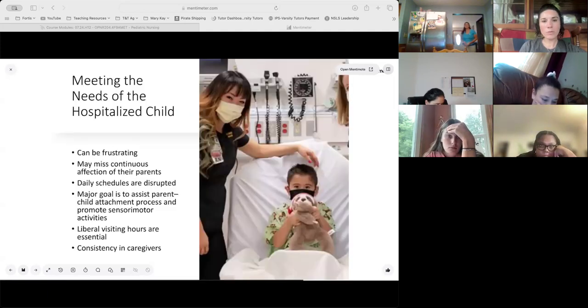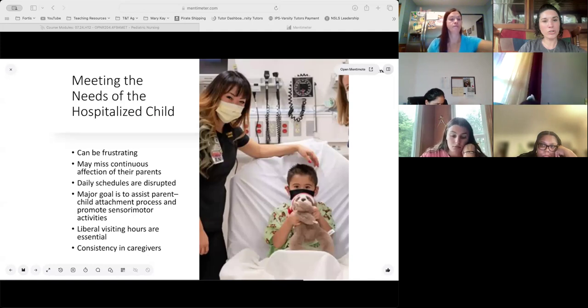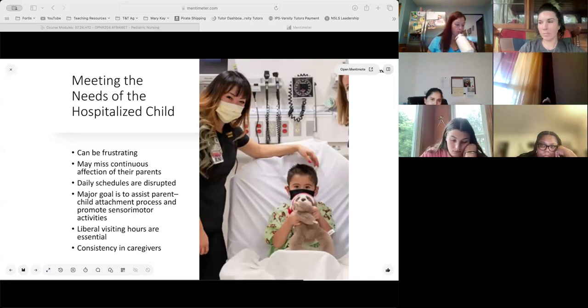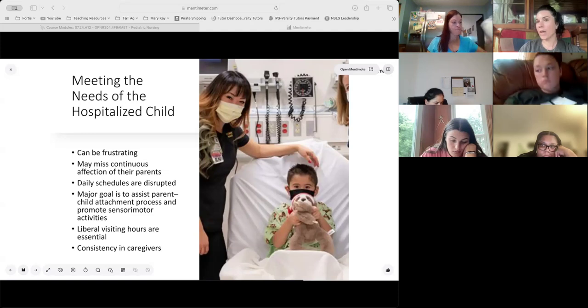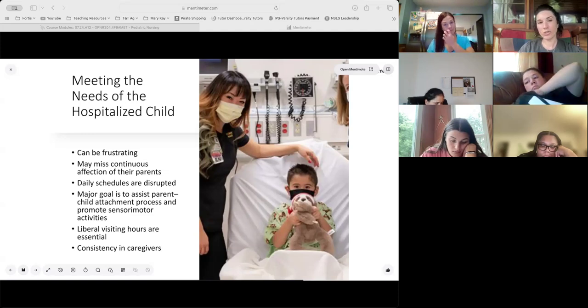We know that hospitalization in general is frustrating. We might have that separation that we feel from our parents. We change your daily schedule. We take you out of that nurturing environment that you're used to. So we do need to make sure that we are encouraging parents to be at the bedside, taking advantage of those liberal visiting hours. They know their child the best. They'll catch those really minor clues to changes in their condition. It also provides our children with a sense of security.